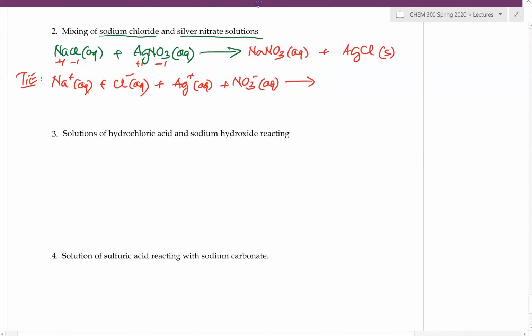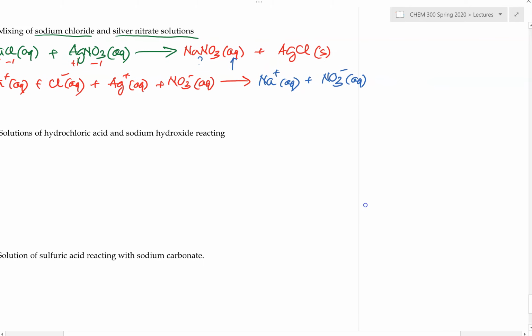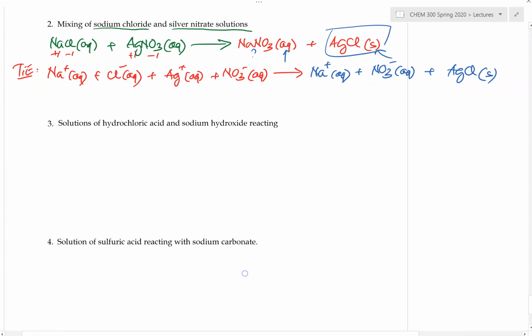On the product side, should we break sodium nitrate into ions? The answer is yes, because it is aqueous. An ionic compound that is aqueous means it's soluble in water. So it breaks up into sodium plus aqueous and nitrate aqueous. Again, do not forget to include their charges. And lastly, with the silver chloride, should we break this up into ions? The answer is no, because it is a solid. It is insoluble in water. So make sure we keep this together. That would then be our TIE.